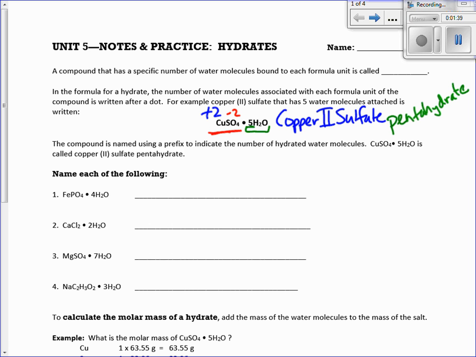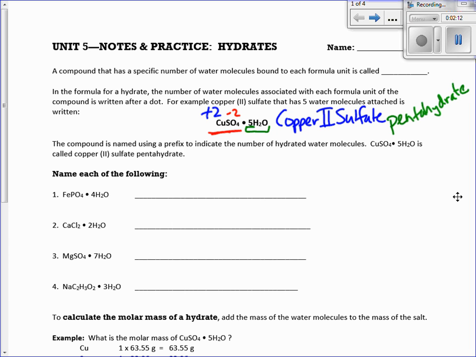You may use your polyatomic ion sheet, use your periodic table to help you review how to do the ionic compound part. And then you just tack on the prefix with the word hydrate to represent the little part that comes from the water. Okay? So, give you about 5 minutes and we'll come back. Okay, so let's take a look up here. All right, forgot to fill out the top part.